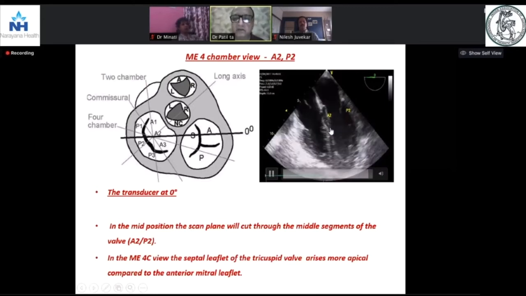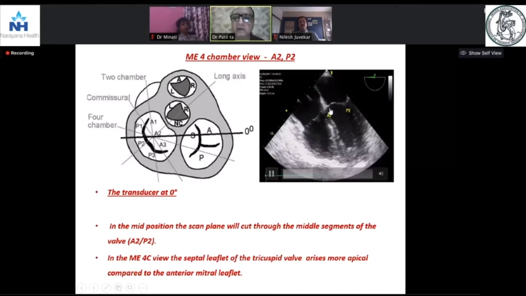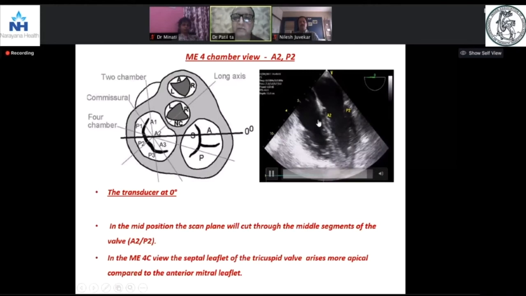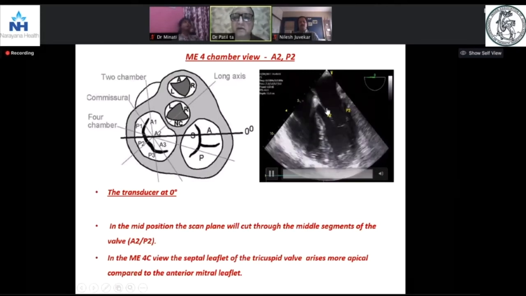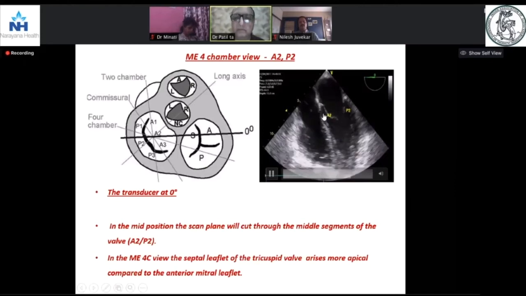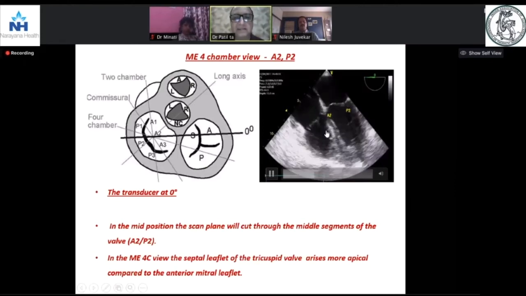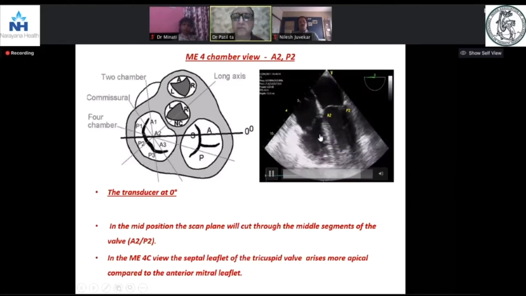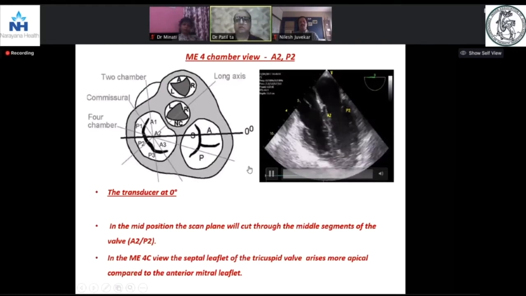But this is when it is in the neutral position. The anterior mitral leaflet is at a much higher level compared to the septal leaflet of the tricuspid valve. So the distance between the septal leaflet of the tricuspid valve and the anterior mitral leaflet is about 2 to 2.5 millimeters. That we need to understand. Then this is actually the 4-chamber view, what we call it. In the sense, I'm saying the septal leaflet of the tricuspid valve is a little bit apical compared to the anterior mitral leaflet. This is the position we see.